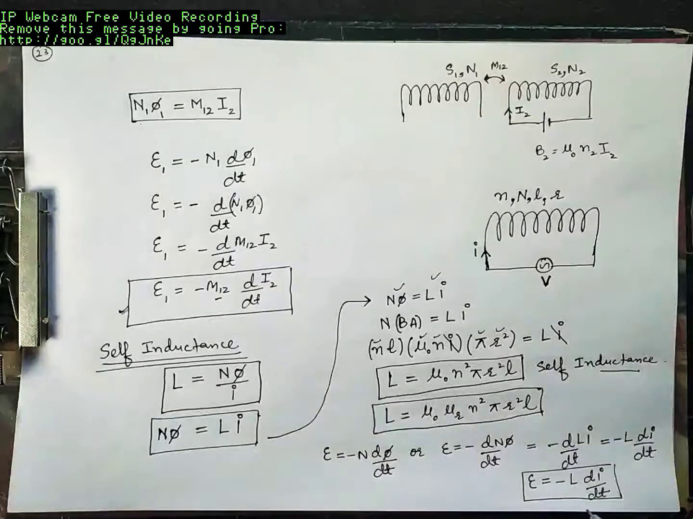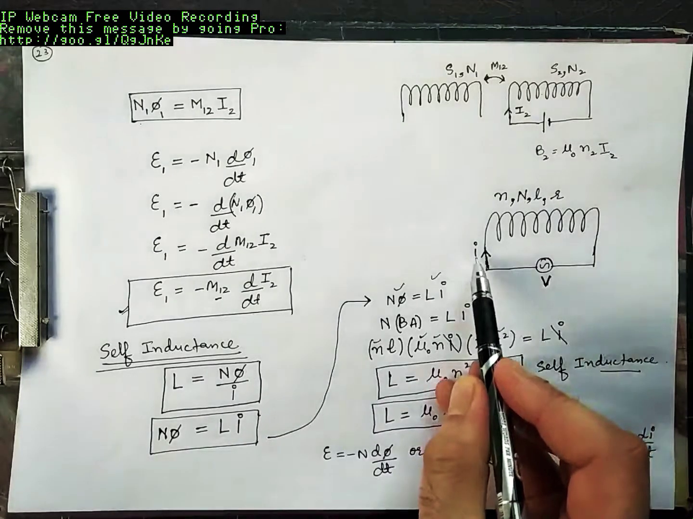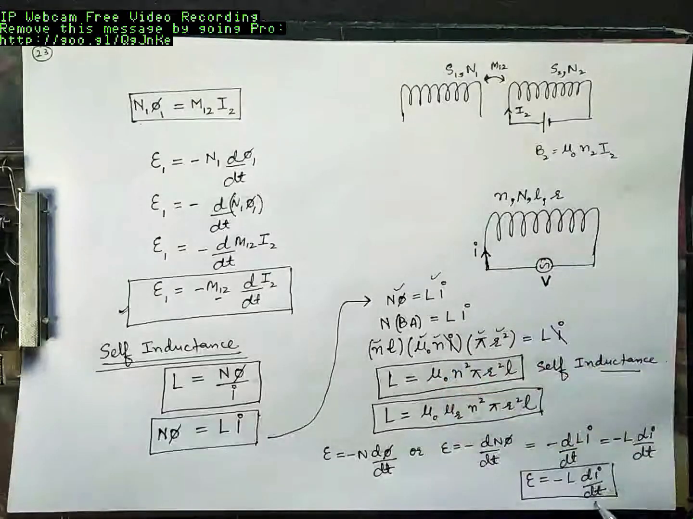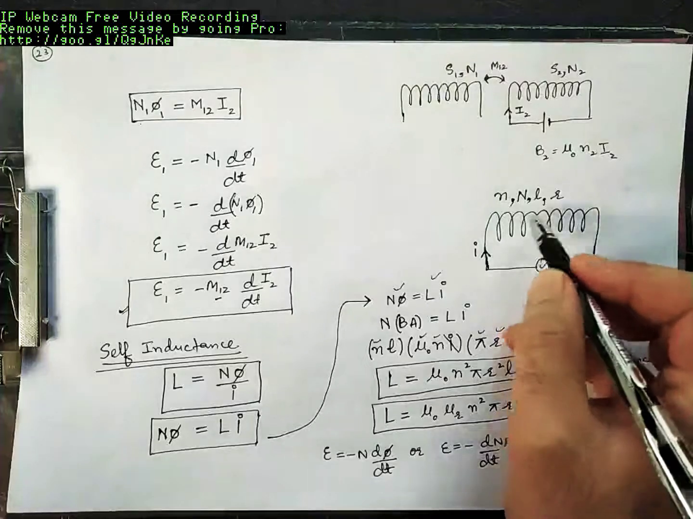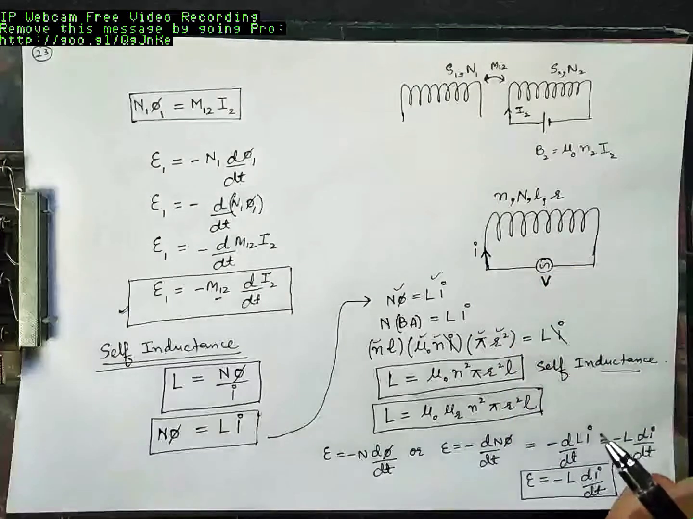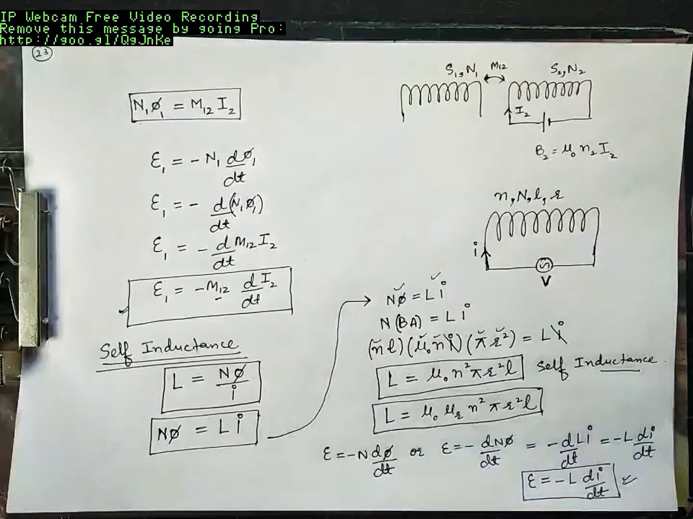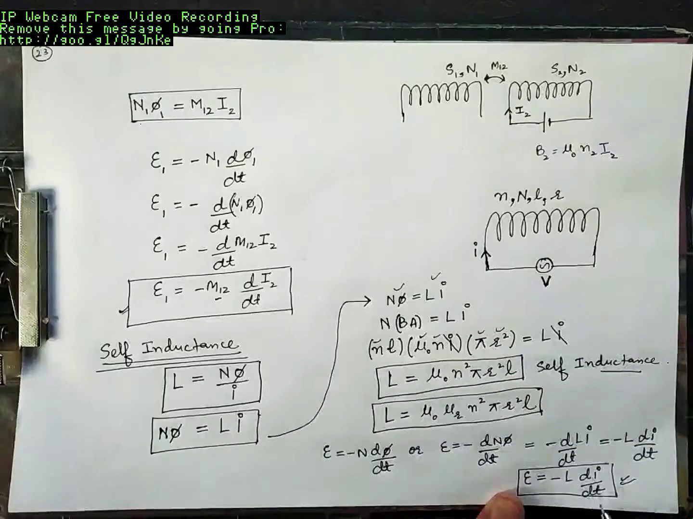That is, if there is di by dt, a change in current. If in this circuit this current I is changing, you have di by dt, there will be a voltage induced in this coil. According to this expression, E is the induced EMF. Induced EMF in this coil is equivalent to minus L di by dt, where di by dt is the rate of change of current.